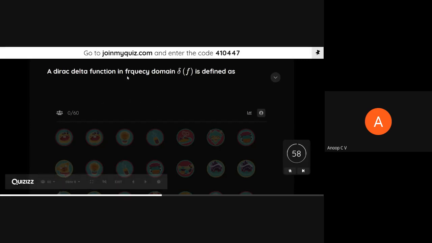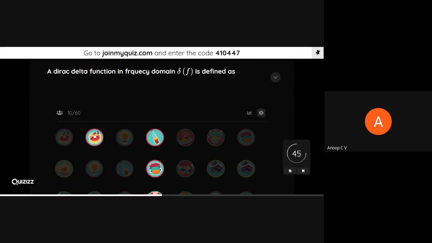So the Dirac delta function in frequency, del of f, you might have studied the definition in time, del of t, but if you replace t with f, it gives you the definition. So what is it? The definition of the delta function. You might have noticed when I showed the spectrum of standard AM, there was a delta function: Ac by 2 times del of f minus fc and Ac by 2 times del of f plus fc. So we should know what this delta function actually is. That's why I have included this question here.